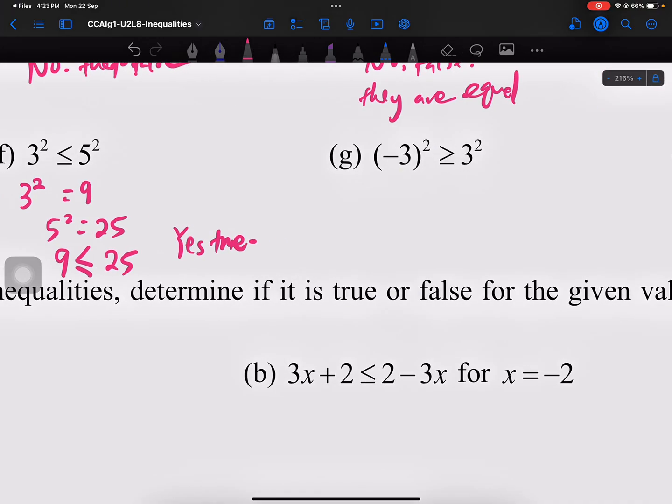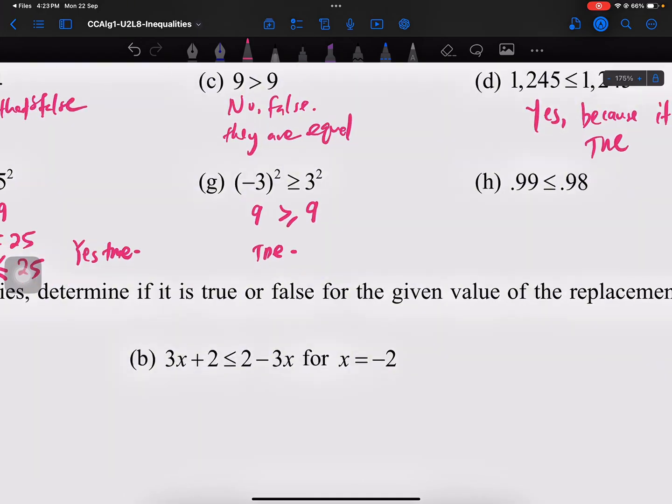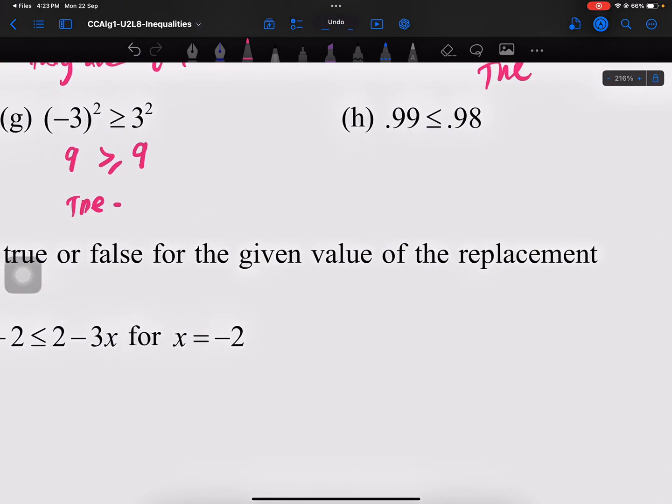G. Negative 3 squared is 9. And then 3 squared is also 9. So is 9 greater than or equal to 9? Yes, equal counts, true. And then H. Is 0.99 less than or equal to 0.98? No, it is bigger. False.